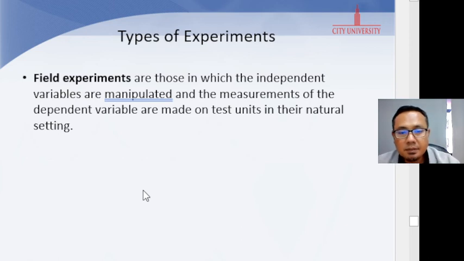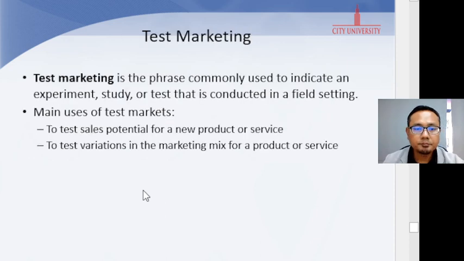And field experiments are those in which the independent variable is manipulated, and the measurements of the dependent variable are made on test units in their natural setting. So in the marketing field, for example, test marketing is the phrase commonly used to indicate an experiment, study, or test that is conducted in a field setting. The main uses of test markets are to test sales potential for a new product or service, or to test variations in the marketing mix for a product or service.